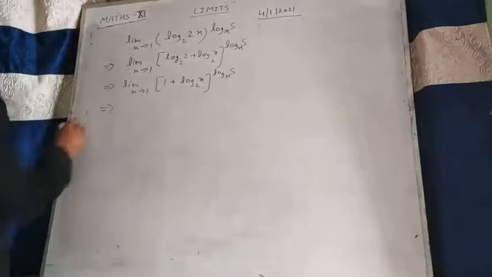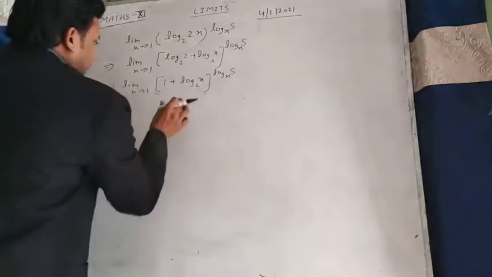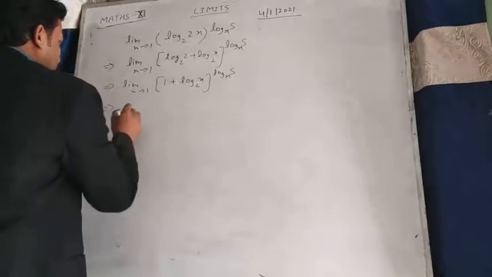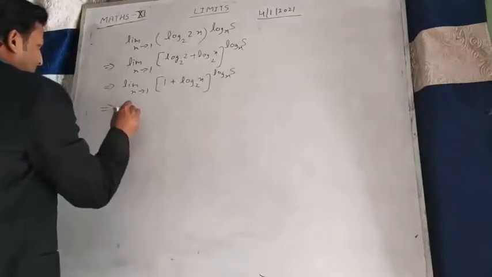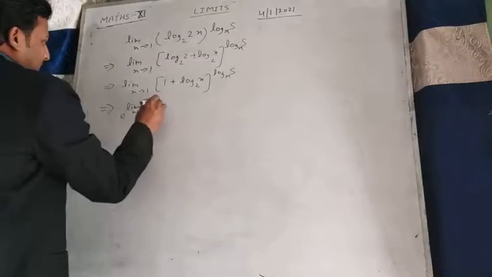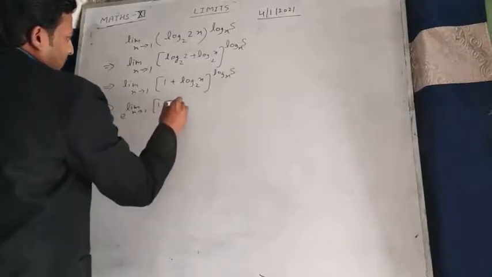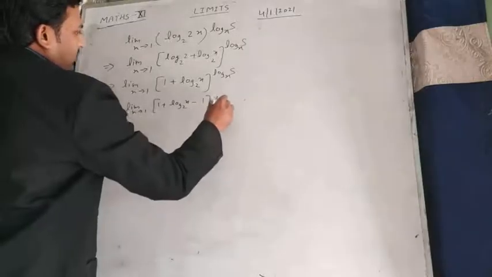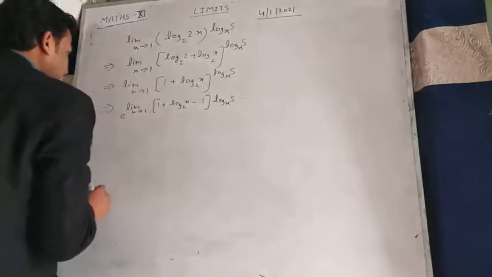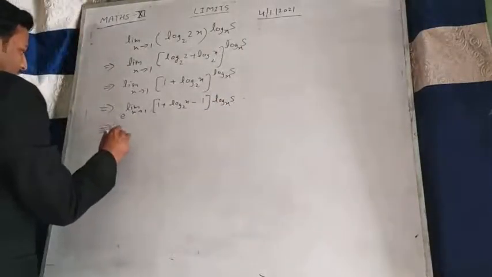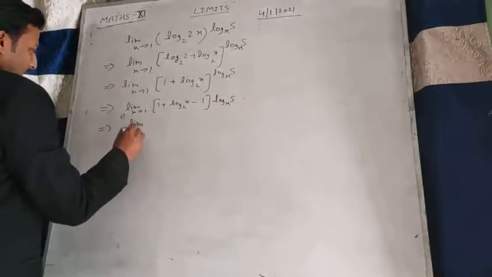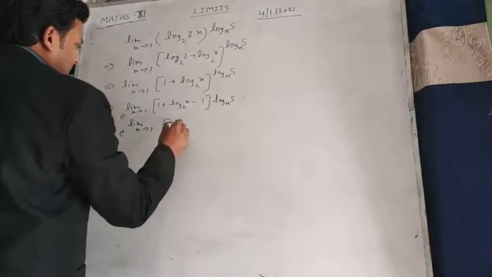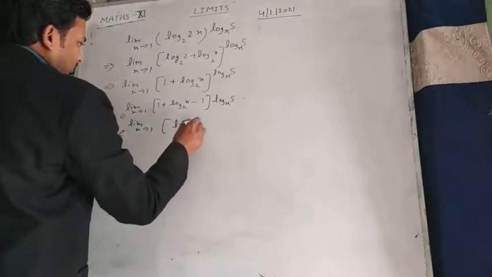Okay. Now this implies, students, we can write fx minus 1 into gx. So we write e to the power limit x tends to 1 of 1 plus log x base 2 minus 1 into gx. Okay students. Now e to the power limit x tends to 1, this is cancelled and we get just log x base 2 to the power log.